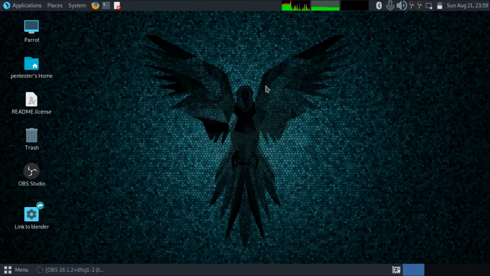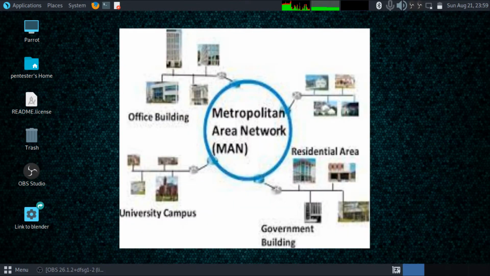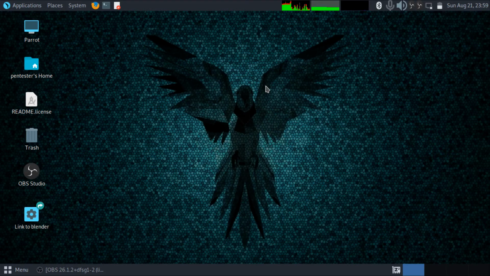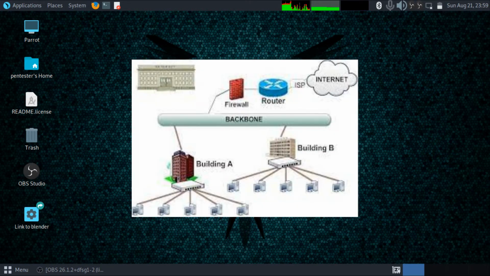And the second type is metropolitan area network. These are the networks which are spread over a city. Example, a metropolitan area network consists of some office buildings, university campus, government buildings and residential areas. I hope you got this point. Okay, let's move on. The third is campus area network.